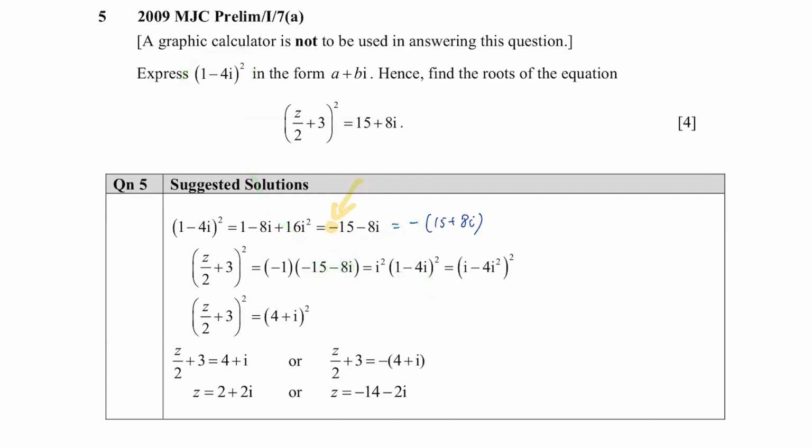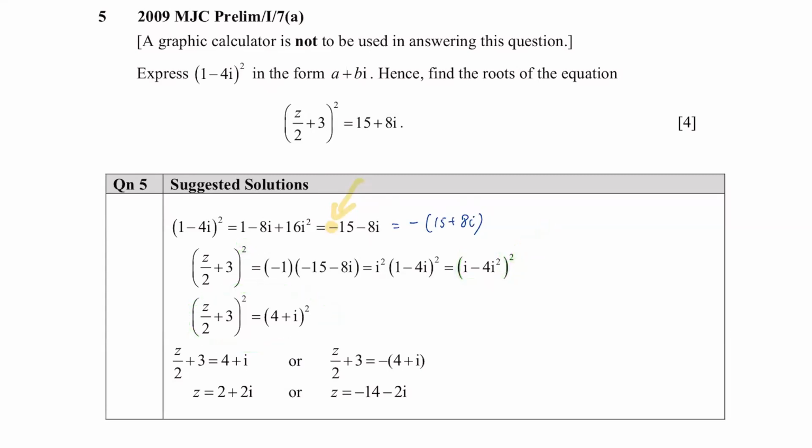Now you've got a square on the left, a square on the right. So you can rewrite it as i times (−4i) in brackets, squared. What's so useful in doing that? Look at the left-hand side: you've got something squared. The right-hand side is also something squared. Then you just take the square root.